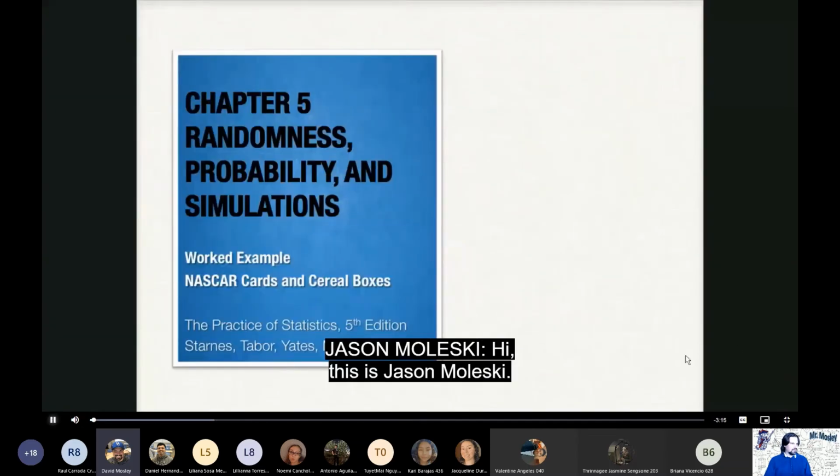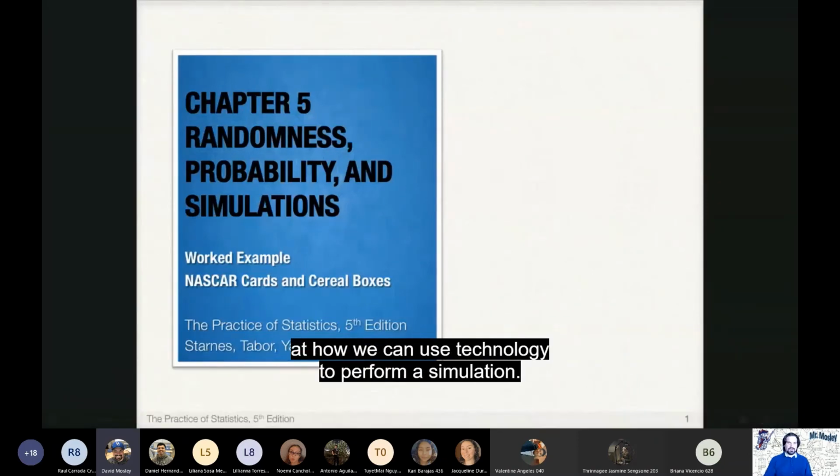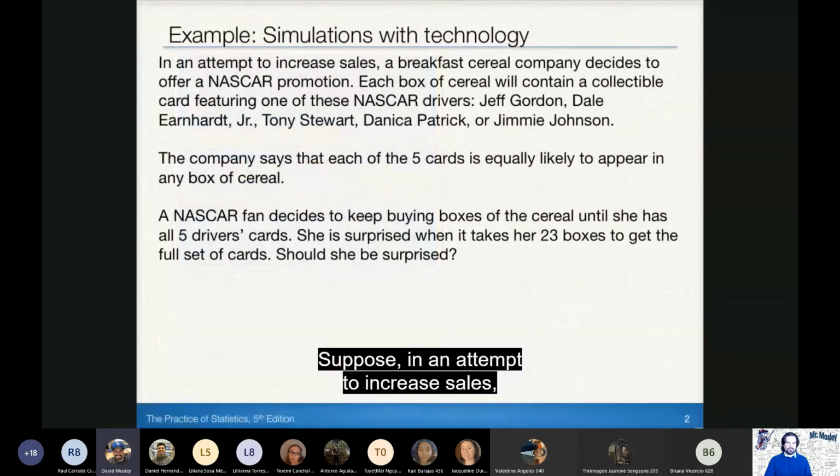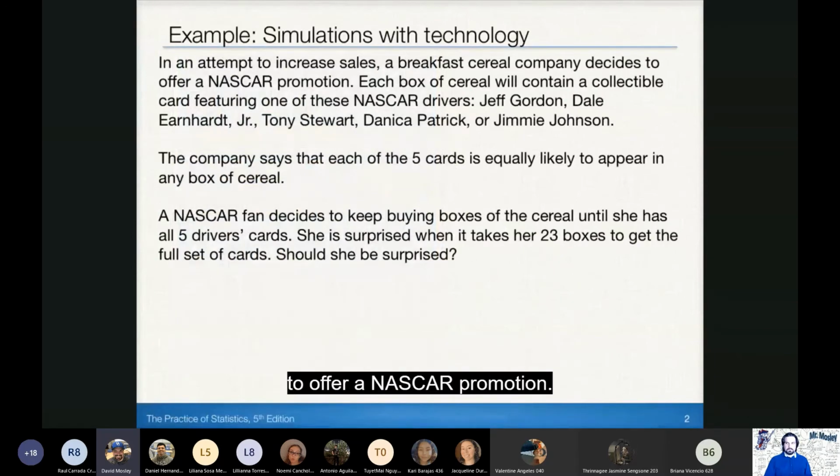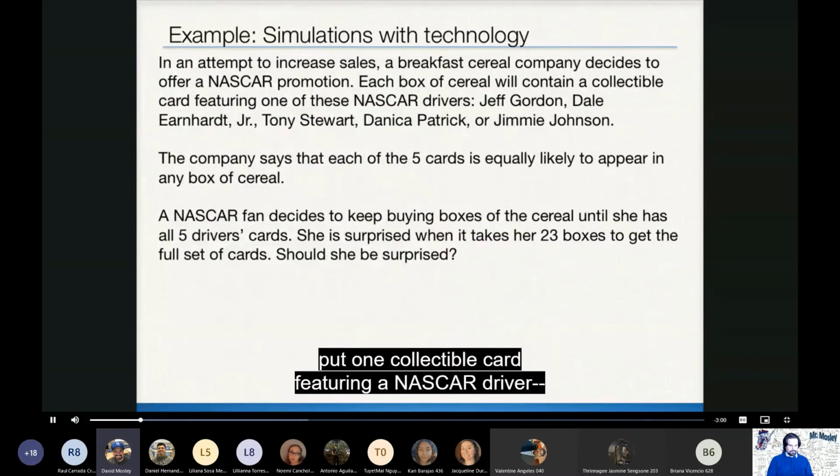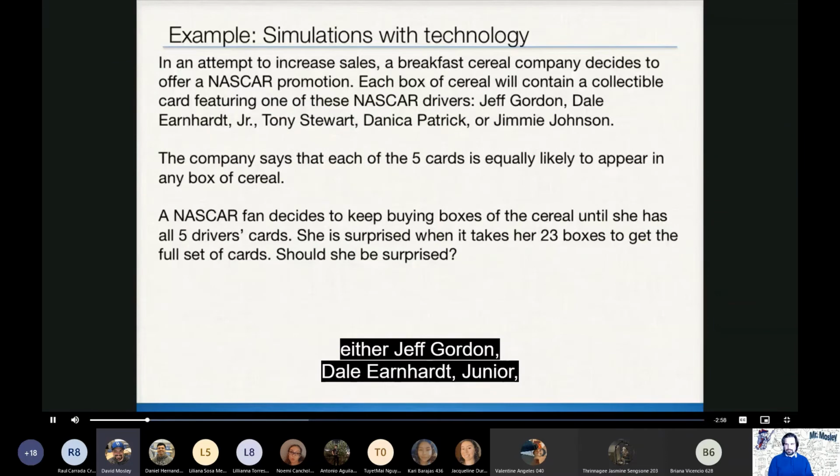Hi, this is Jason Molesky. In this example, we'll take a look at how we can use technology to perform a simulation. Suppose in an attempt to increase sales, a breakfast cereal company decides to offer a NASCAR promotion. In each box of their cereal, they'll put one collectible card featuring a NASCAR driver, either Jeff Gordon, Dale Earnhardt Jr., Tony Stewart, Danica Patrick, or Jimmy Johnson.